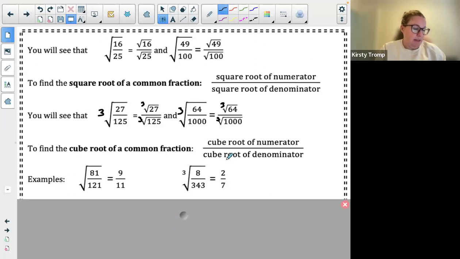So if we had to find the square root of 81 over 121, it means we would need to find the square root of 81, which is 9, and then the square root of 121, which is 11. So my answer would be 9 over 11. If we were looking for the cube root of 8 over 343, we would have to find the cube root of 8, which is 2, and the cube root of 343, which is 7.